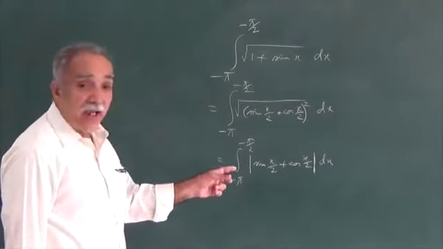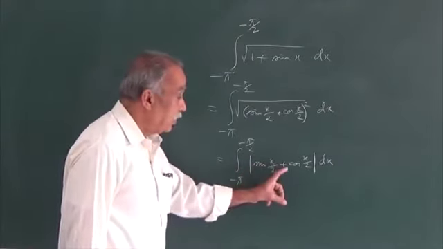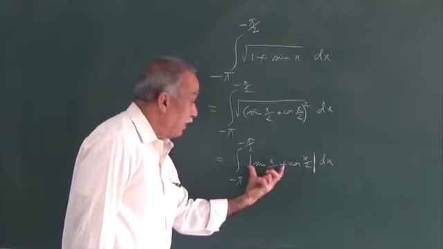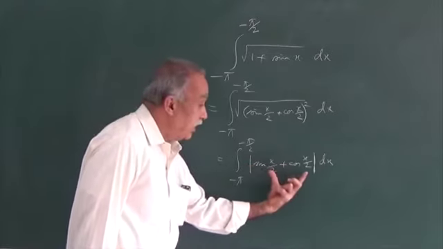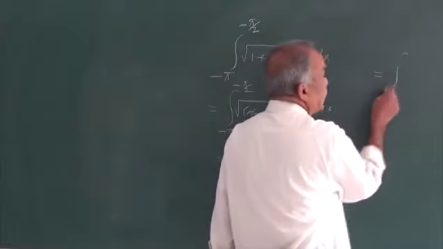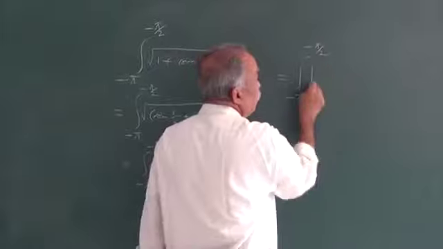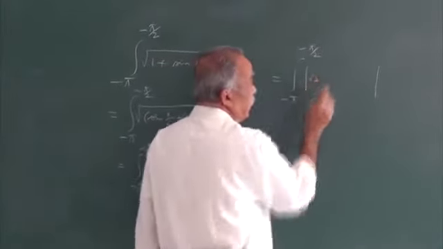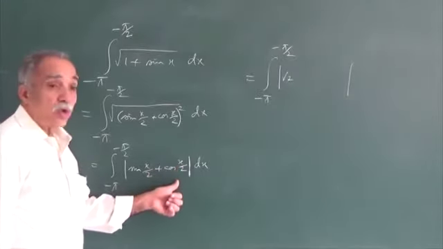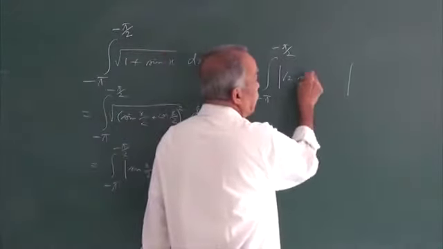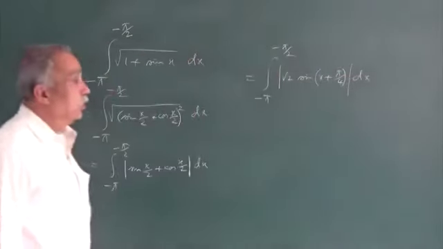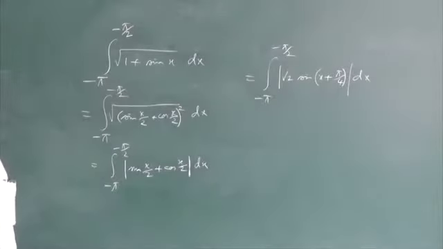In this example, I have a simpler approach because I have equal coefficients and also I have the arguments equal. The equality of the coefficients is not an important thing. Equality of the arguments is helping me. What I do is I write this as integral from minus pi to minus pi by 2 of mod of root 2 into 1 by root 2 sin x by 2 plus 1 by root 2 cos x by 2, which is nothing but the expansion of sin x plus pi by 4.